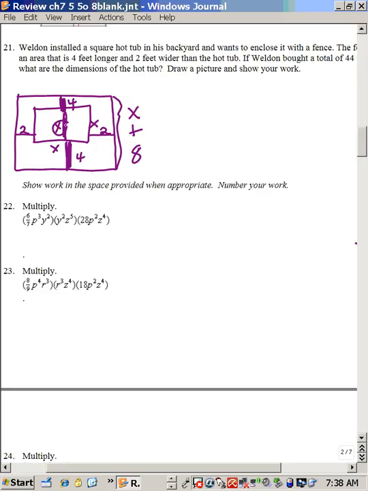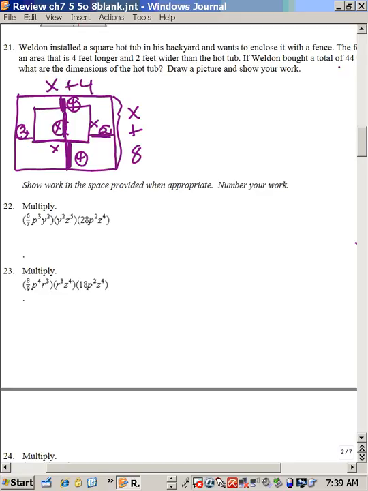That's the X for the hot tub, the 4 on each side. Now let's go across. This side is 2 feet from the side. This is also 2 feet. The middle is what? X. So we have X plus 2, which gives me X plus 4.